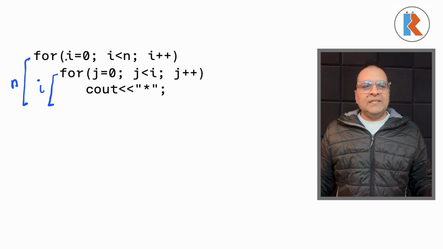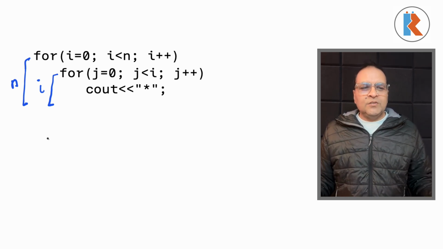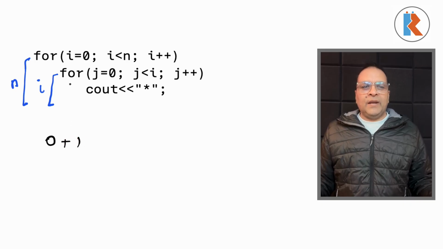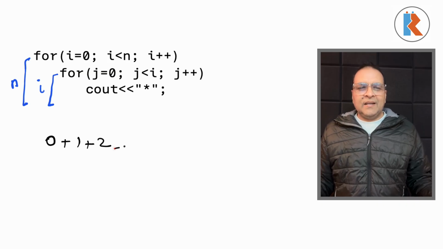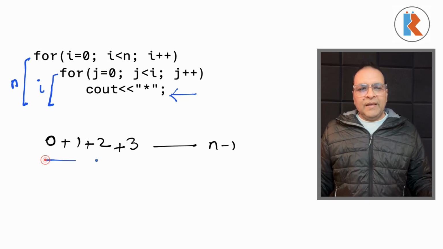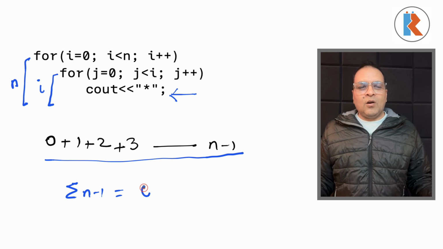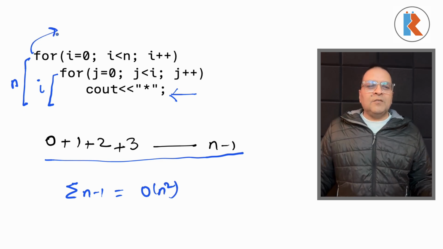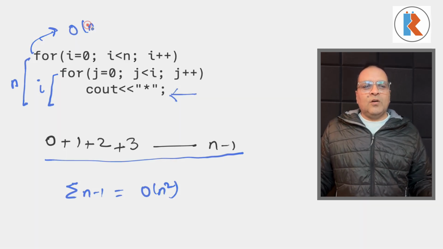For example, when i is equal to 0, the inner loop executes 0 times. When i is 1, the inner loop executes 1 time. When i is 2, the inner loop executes 2 times. When i is 3, the inner loop executes 3 times, and so on. When i is n minus 1, then the inner loop executes n minus 1 times. Therefore, the total number of times this particular statement gets executed will be a summation of all of these, which is summation of n minus 1, that is order of n square. Therefore, the time complexity of this nested loop is also big O of n square.